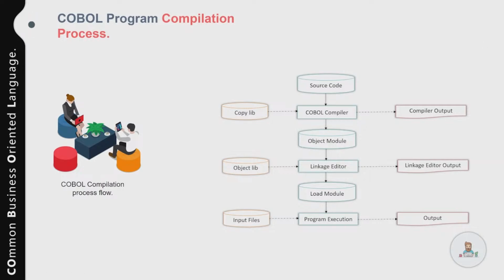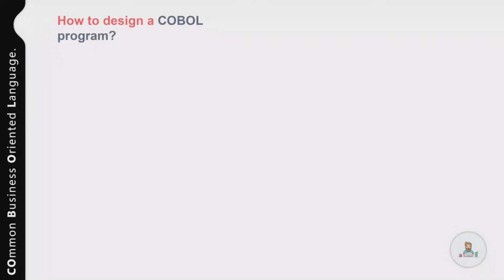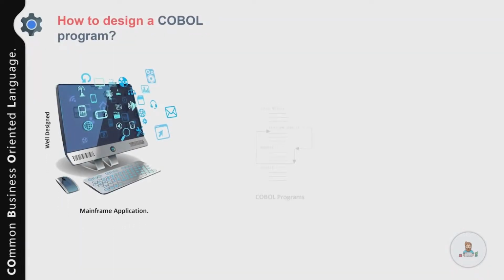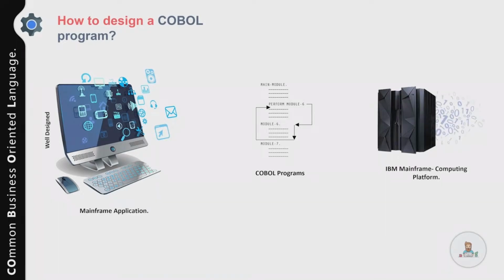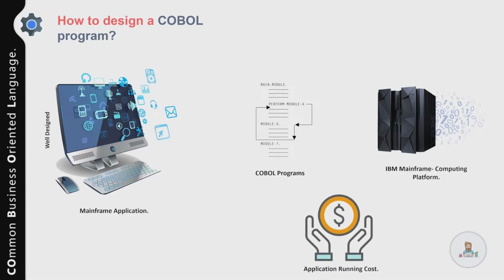Otherwise, let's move on to our next topic, that is how to design a COBOL program and what are the important points that you should always keep in mind when you're designing your COBOL program. As you know, COBOL is one of the oldest programming languages and it is widely used in enterprise computing. In most cases, COBOL applications are hosted on IBM mainframe. And when you talk about IBM mainframe, then cost is one of the important factors that cannot be ignored when you're writing your COBOL program that will be deployed on IBM mainframe.